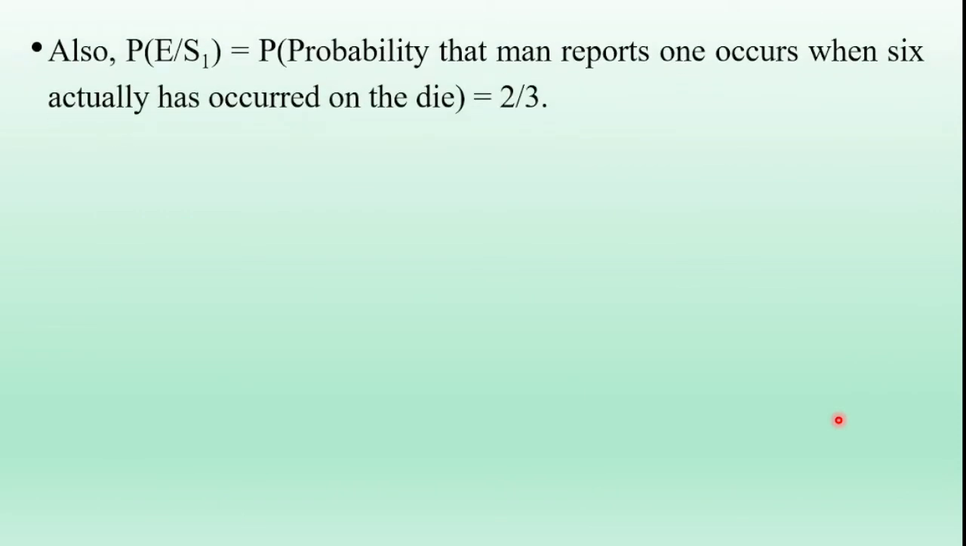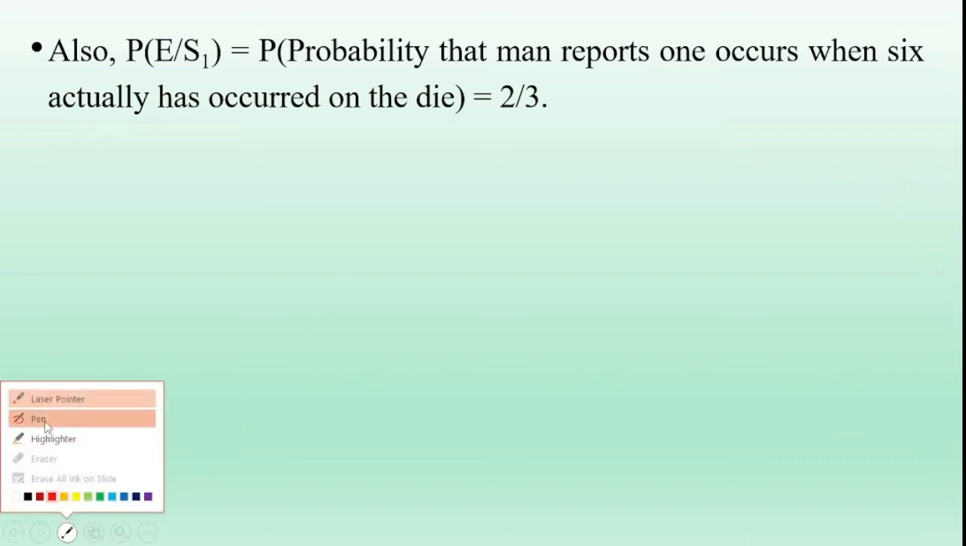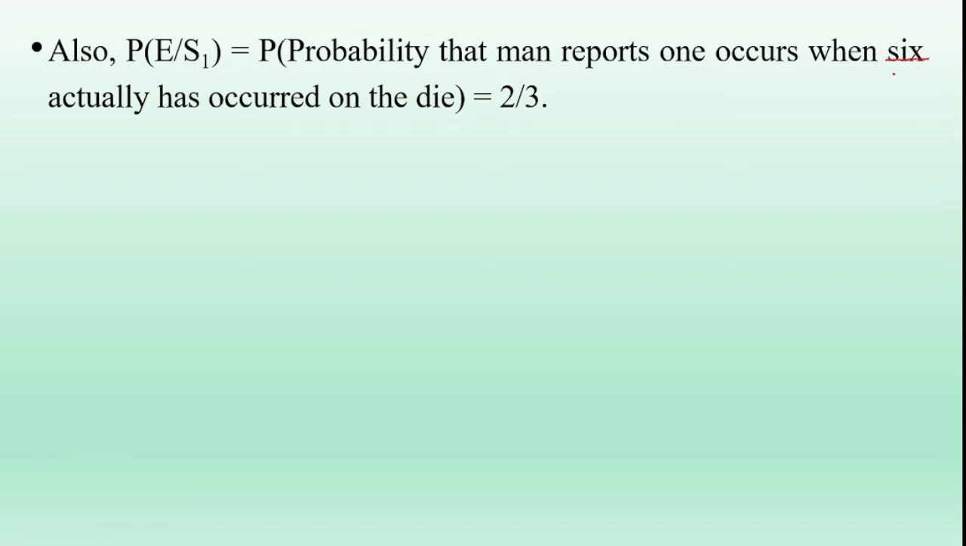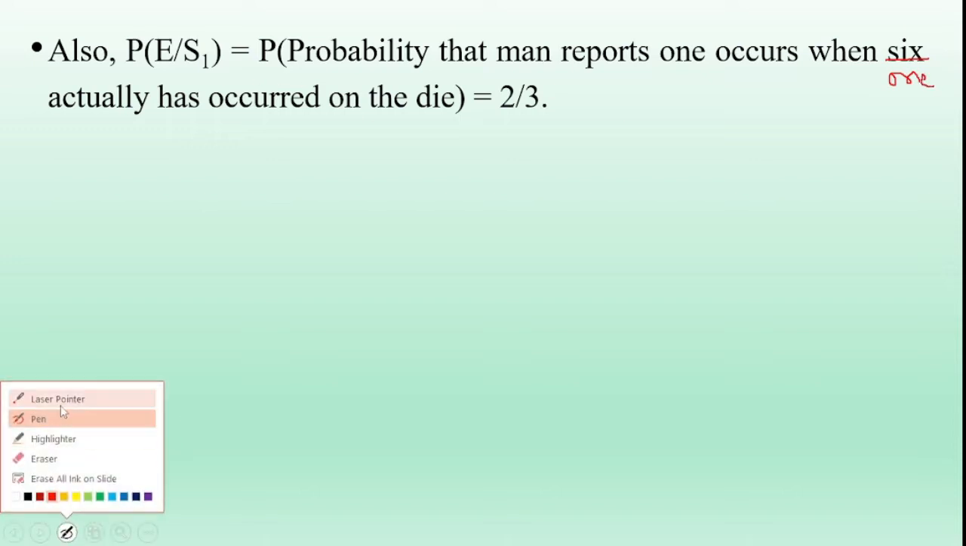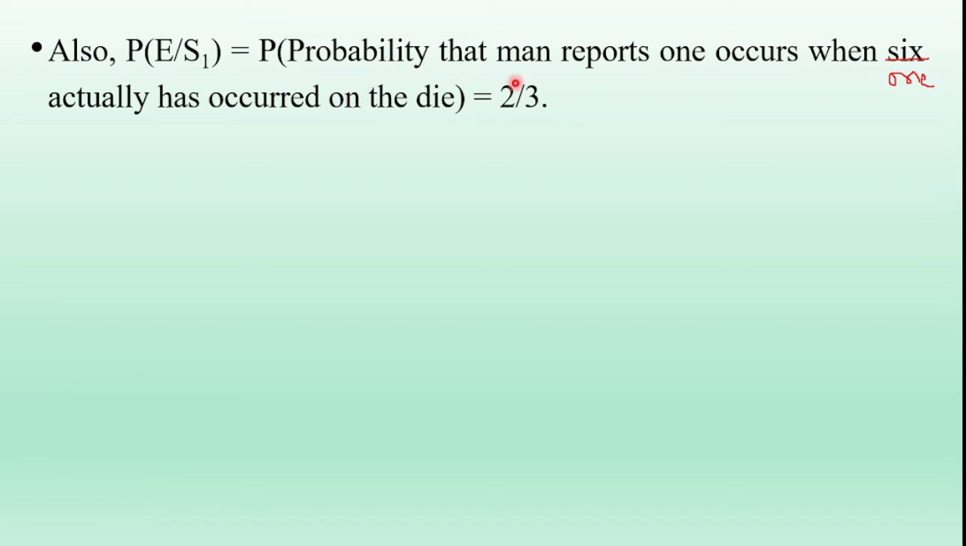Also, probability of E given S1. So probability of E given S1 is the conditional probability: the probability that the man reports 1 occurs when 1 has actually occurred on the die.